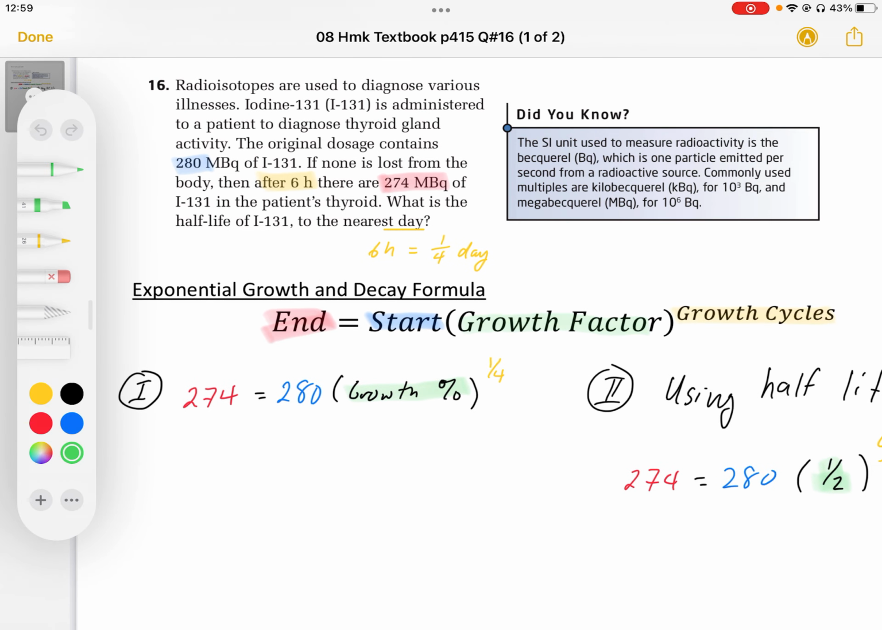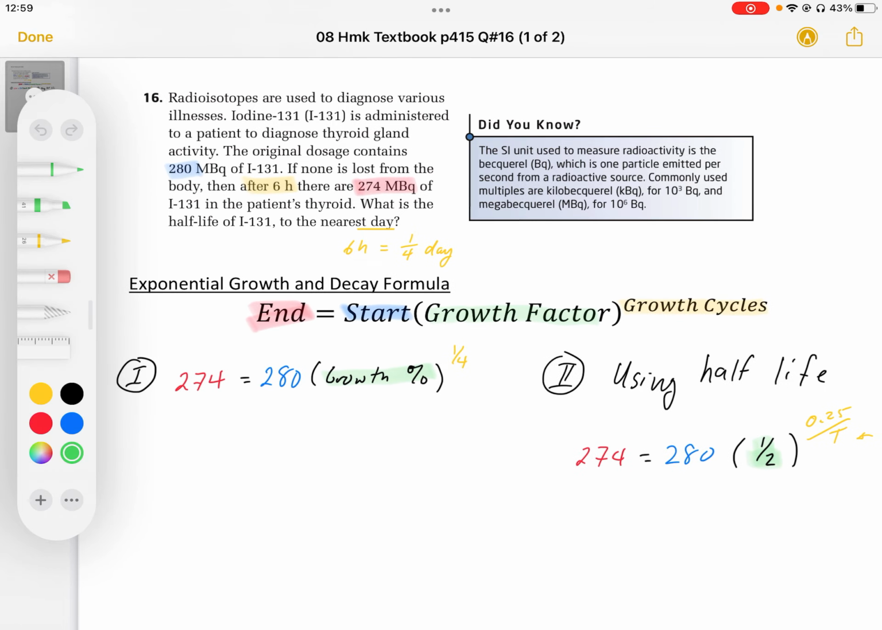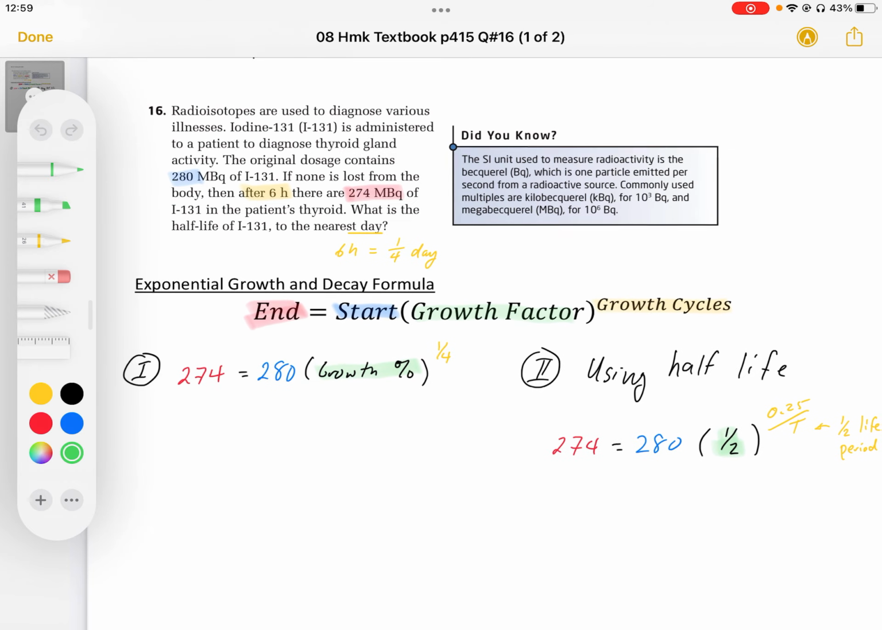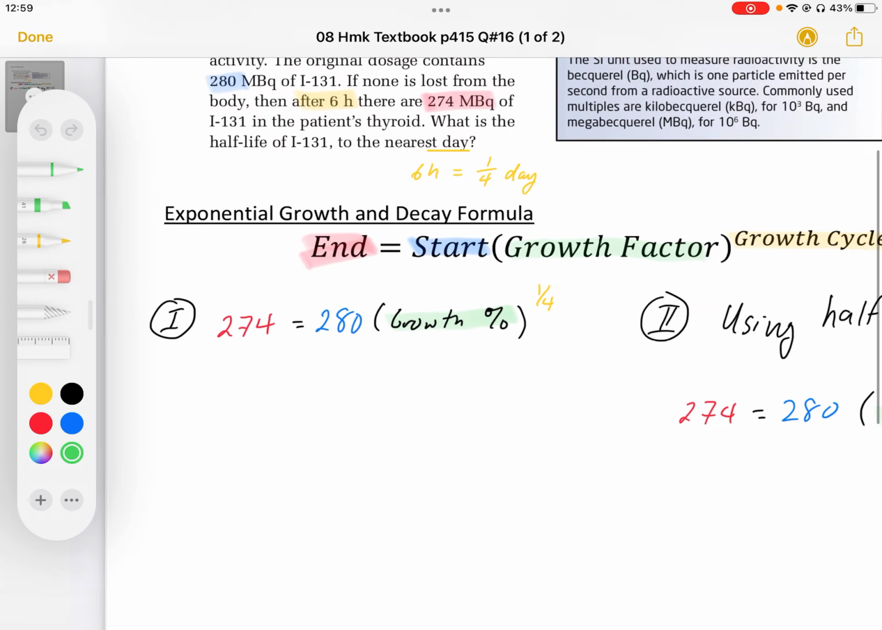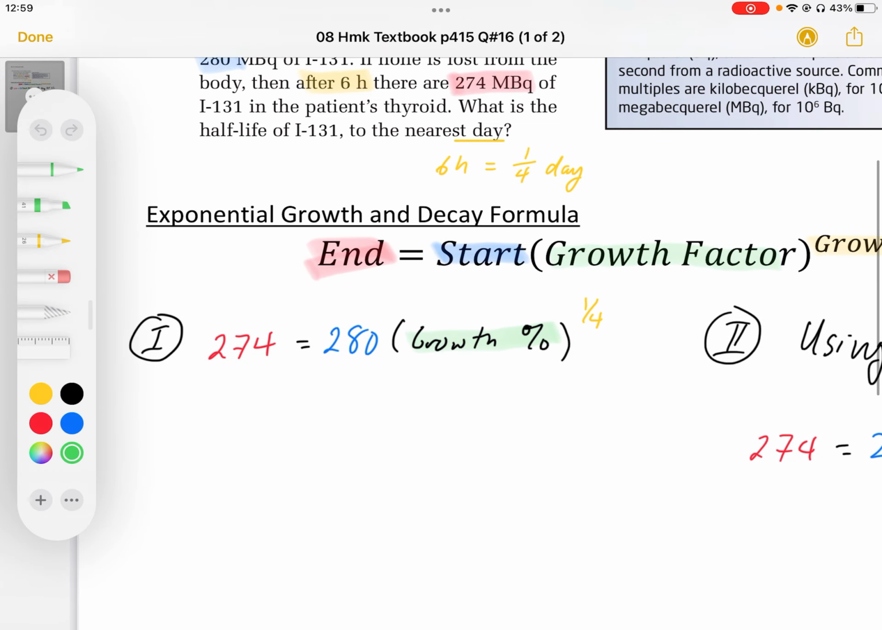So it's n equals start. The base is a growth factor, and the exponent is the number of growth cycles. So there's two ways to do this. One is using a percentage growth, and the other one's using half-life. So I'm going to do it in both ways. So we'll look at setting this up just with percentage growth.